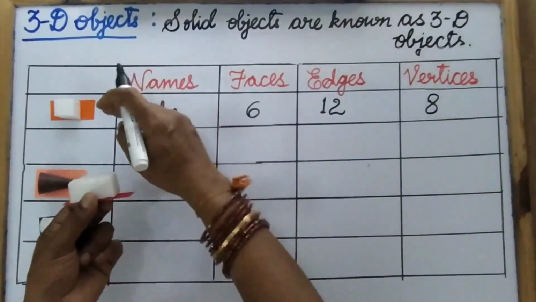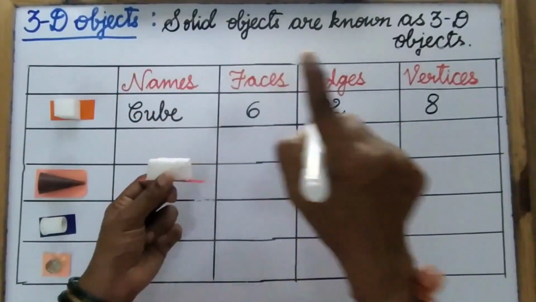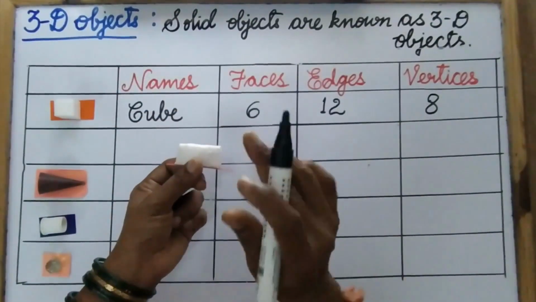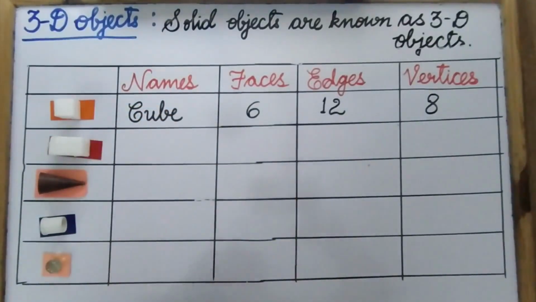The only difference between a cube and a cuboid is that all the faces of a cube will be square in shape, but all the faces of a cuboid will be rectangle in shape.